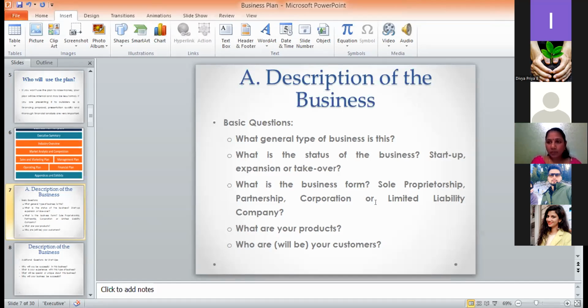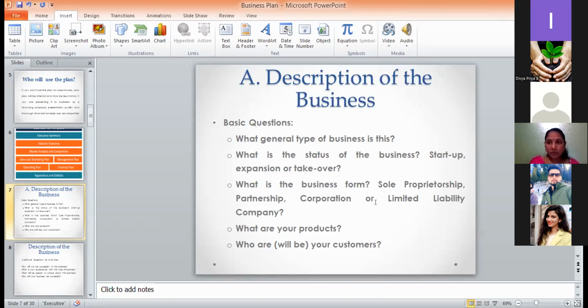And what are your products? What are you going to sell to your customers? And who are your right customers? And who is your target market? That is very important. These are all the basic general questions one has to understand before writing the description of the business. So what general type of business is this? What is the status of the business?